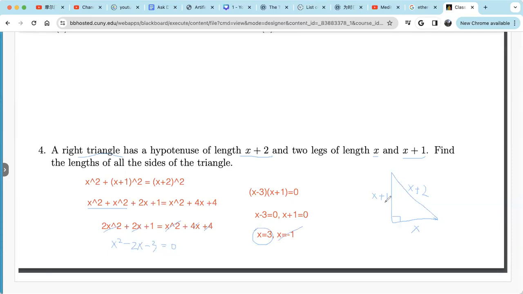Now we go back here. 3 plus 1, so this will get 4. So this is just 3, x equals 3. And x plus 2, 3 plus 2, that equals 5. So we have a 3, 4, 5 right triangle. Okay, so this is the last question.